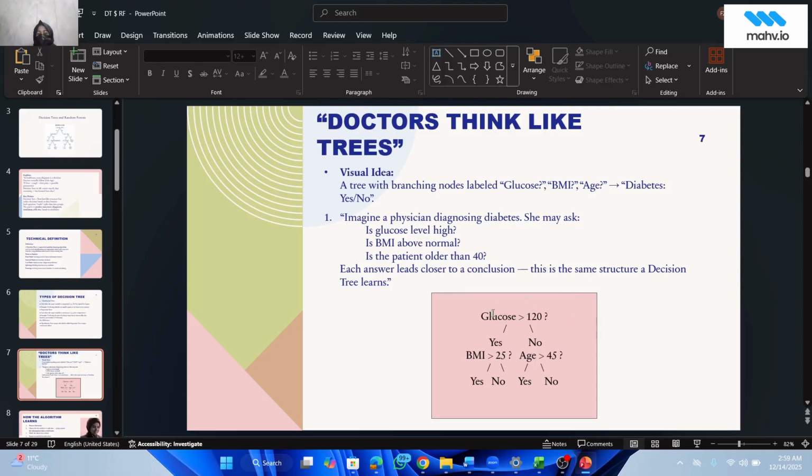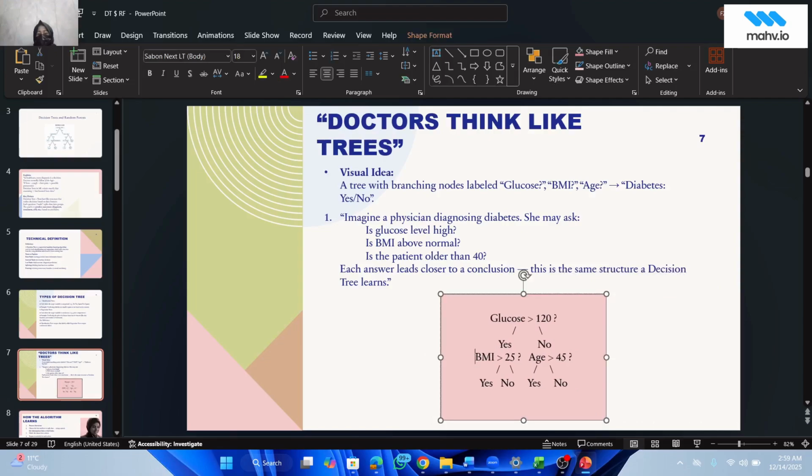This is the same structure a decision tree learns. First of all, it is comparing. This is the root node, these are the intermediate nodes in between, and at the end the outcomes are the leaf nodes. So is glucose greater than 120? If yes, it checks the next condition: is body mass index greater than 25? If yes, it goes to yes. If glucose is not greater than 120, it goes to no, then checks age greater than 45, and then it will give you outcomes.